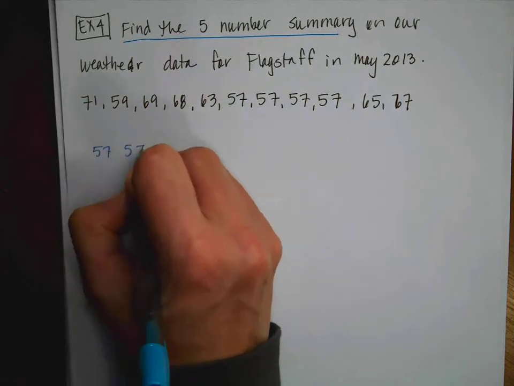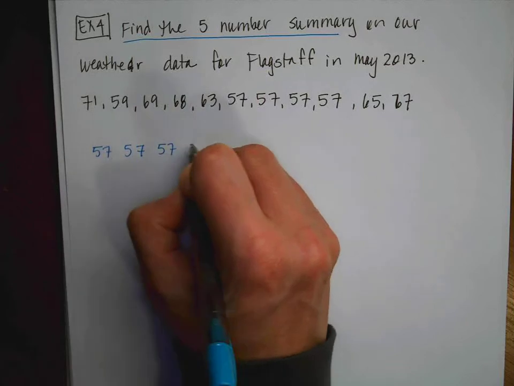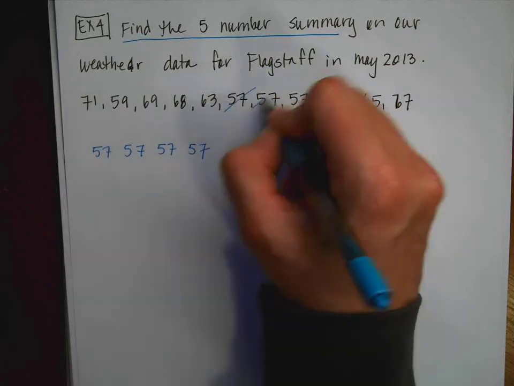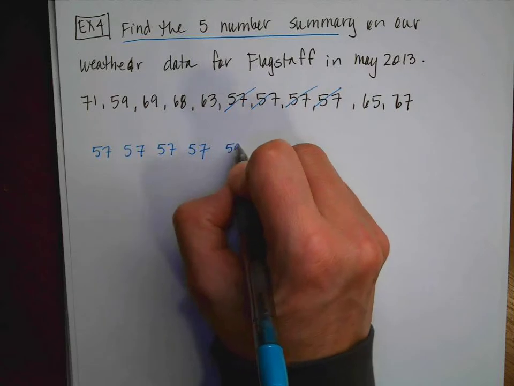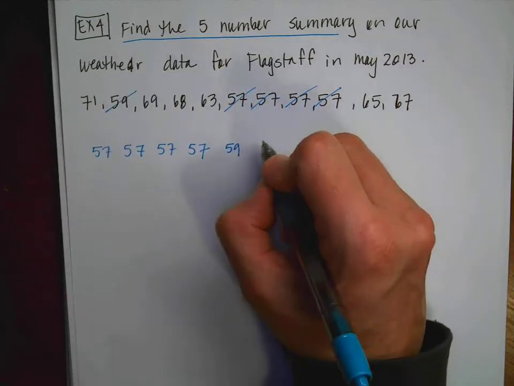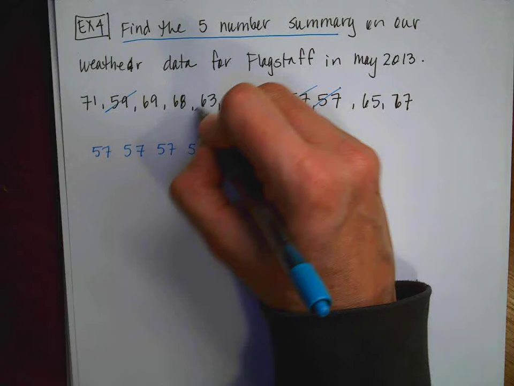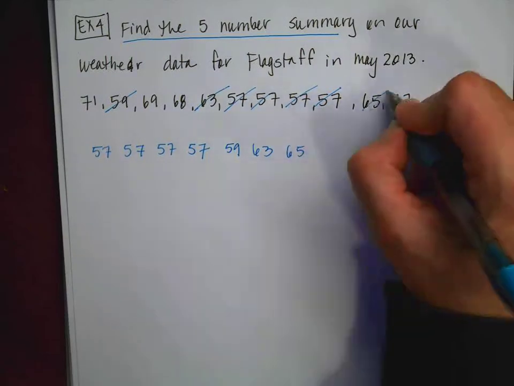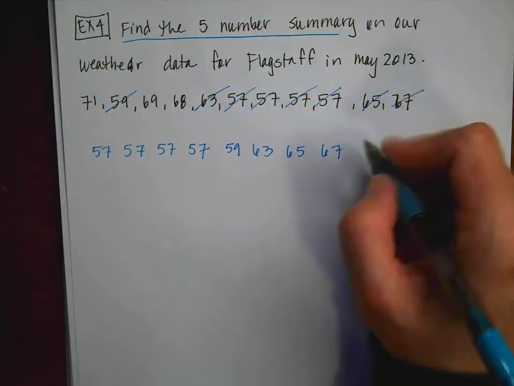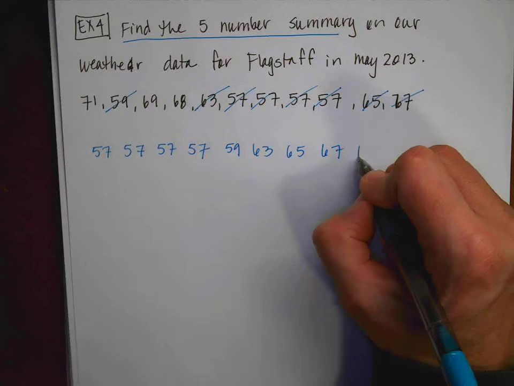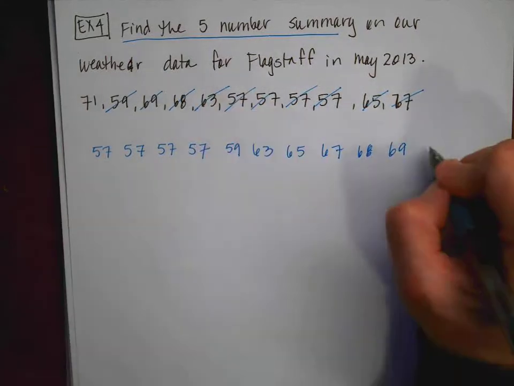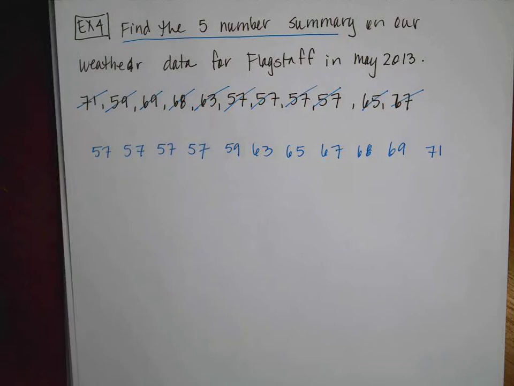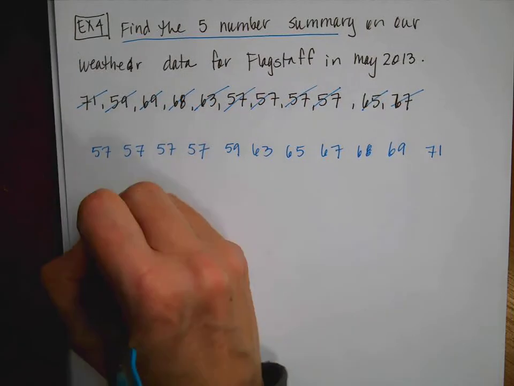So I have 57, there were 4 of those, if you'll remember, 2, 3, 4. So I used 1, 2, 3, 4. Then I had a 59. And then I have, what's my next number? 63. And then I have 65, 67. And then I have 68, 69, and then 71.